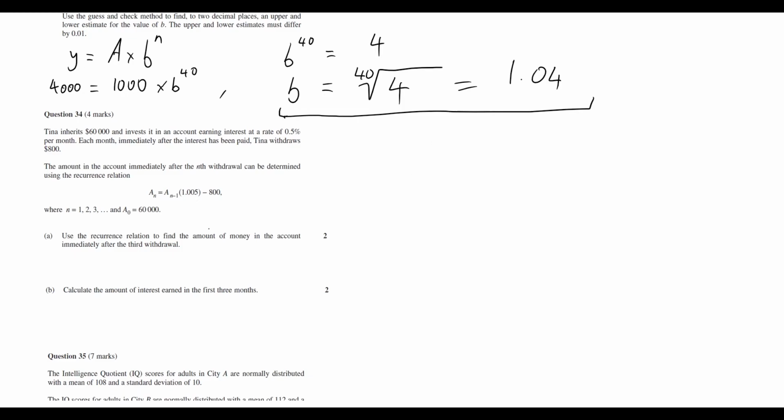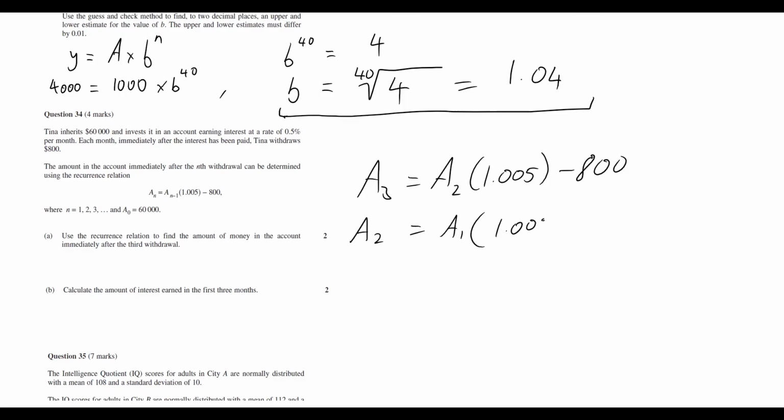Use the recurrence relation to find the amount of money in the account immediately after the third withdrawal. That means we're looking for a sub 3. Okay, so that's our goal. We know that a sub 3 is equal to a sub 2 times 1.005 minus 800. Now we just need to figure out a sub 2. So a sub 2 is equal to a sub 1 times 1.005 minus 800. Now we need to figure out a sub 1. So a sub 1 is equal to a sub 0, which thankfully we do know, times 1.005 minus 800.